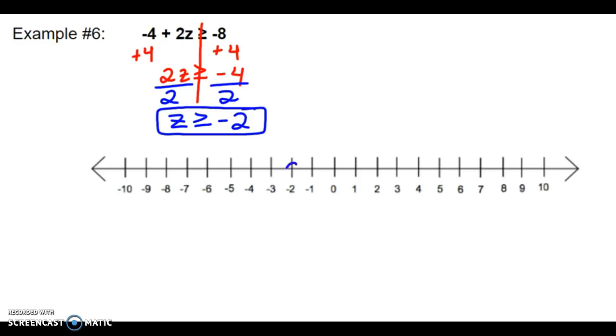If we look back on our table, we'd have a closed circle for greater than or equal to. I'm going to pick my favorite number again. Is 4 greater than or equal to negative 2? Is that a true statement? Yeah, it's greater than negative 2. So I'm going to find 4, and I want to go towards that direction.